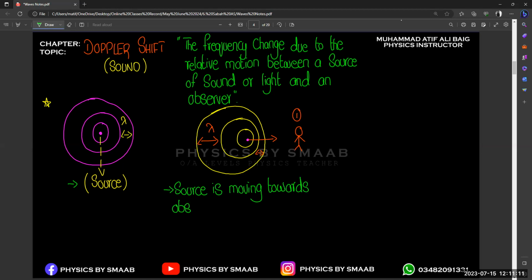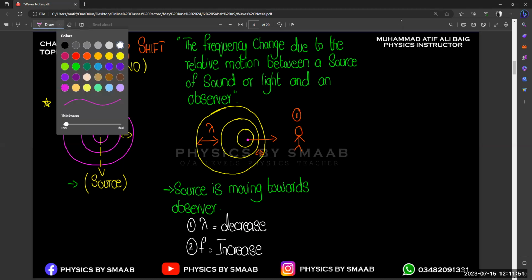And if we talk about the quantities, first, the wavelength will decrease on the right side and the frequency will increase, right? And if it is moving away from the observer, it will be reversed: wavelength will increase, frequency will decrease, right? So when the source is moving towards the observer, these are the two.